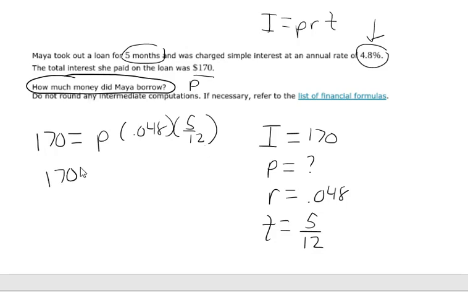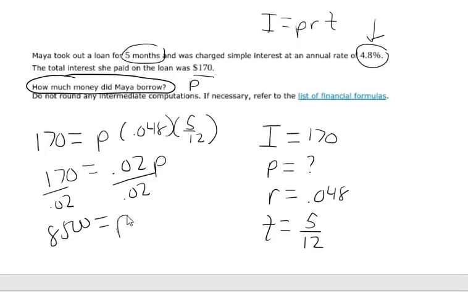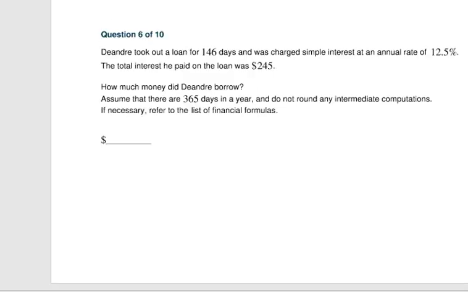So now we have 170 equals 0.02 times by P. And now we have to divide by 0.02 on both sides. So if you take 170 and you divide by 0.02, you get 8,500. So P equals 8,500.